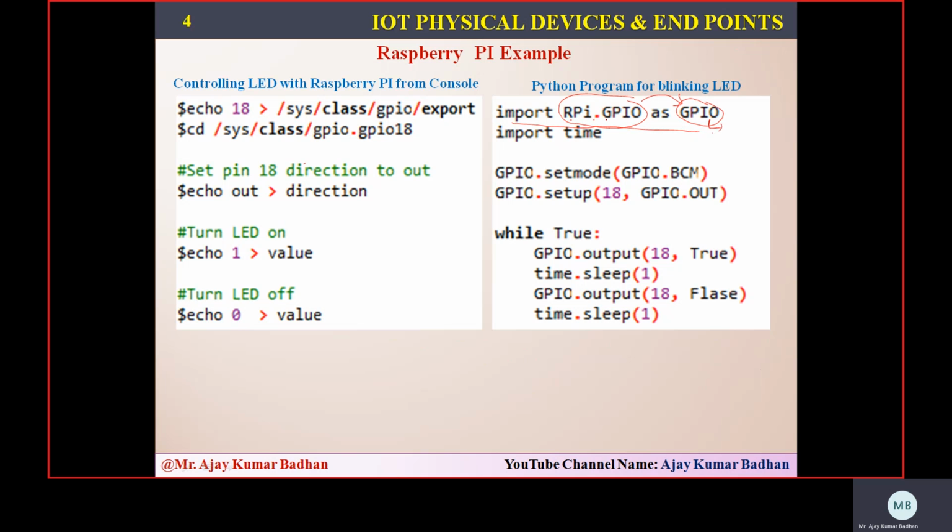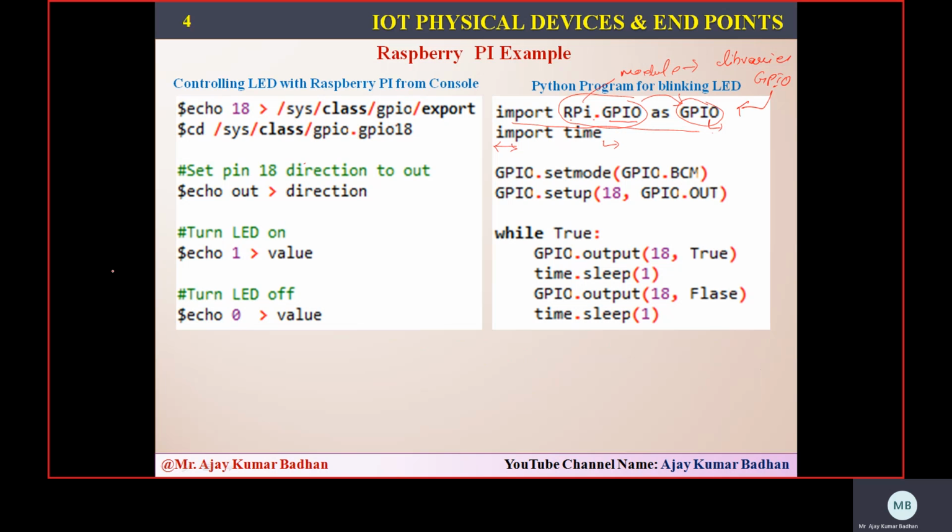Here RPi is the module, and within this module we have GPIO, and using this module we are trying to import the libraries. We are going to import all the libraries with respect to this particular GPIO. And apart from that, we are also going to import another package called time.